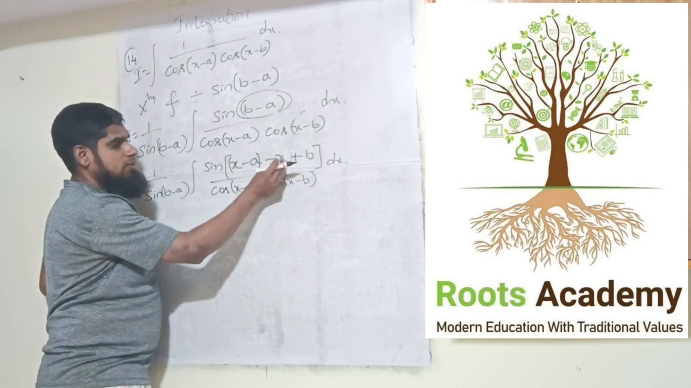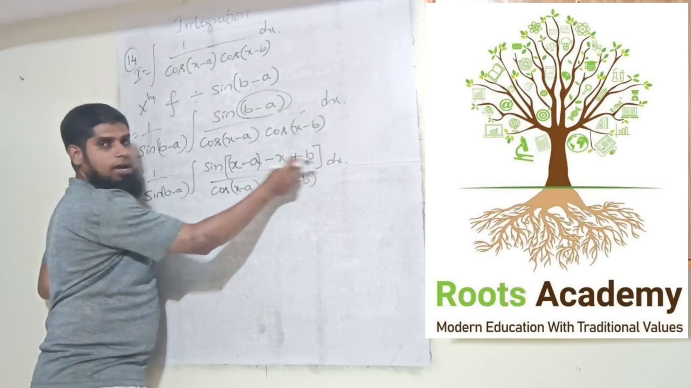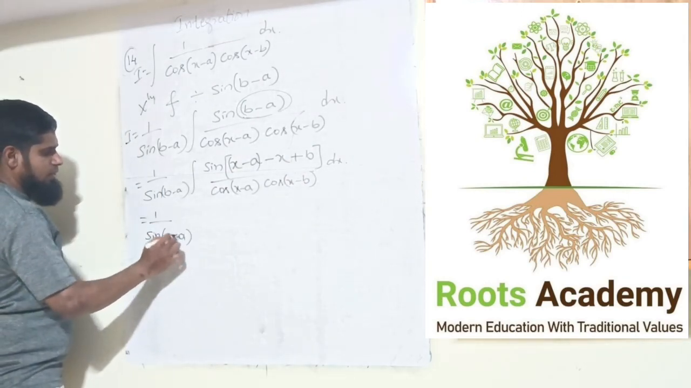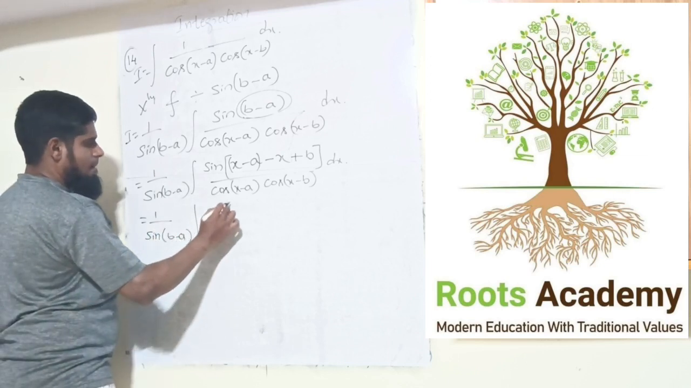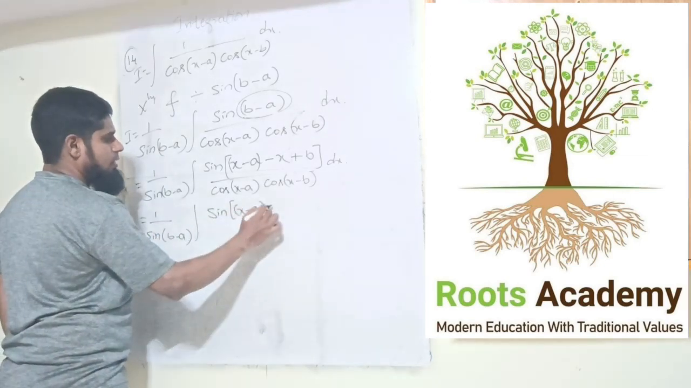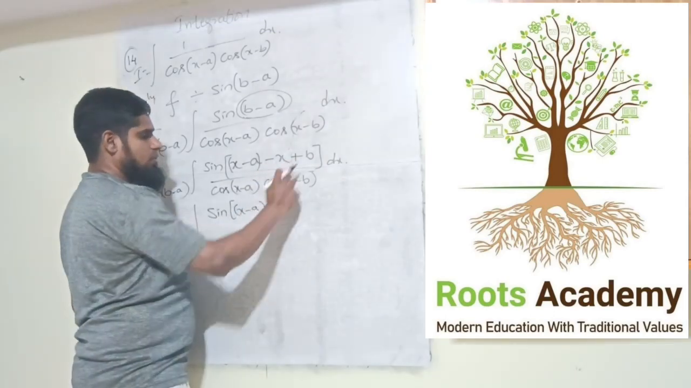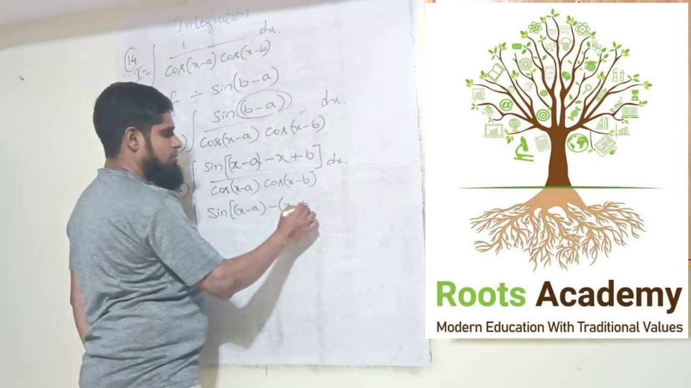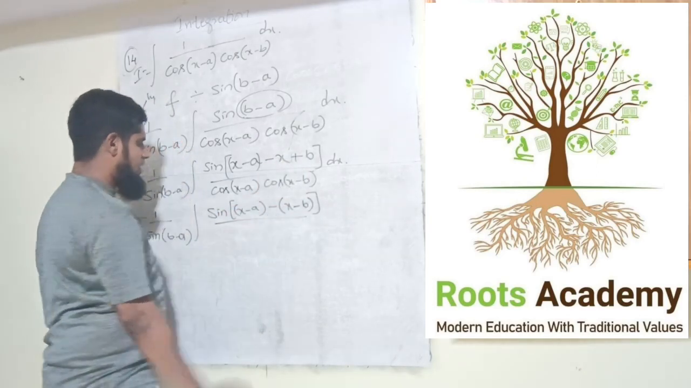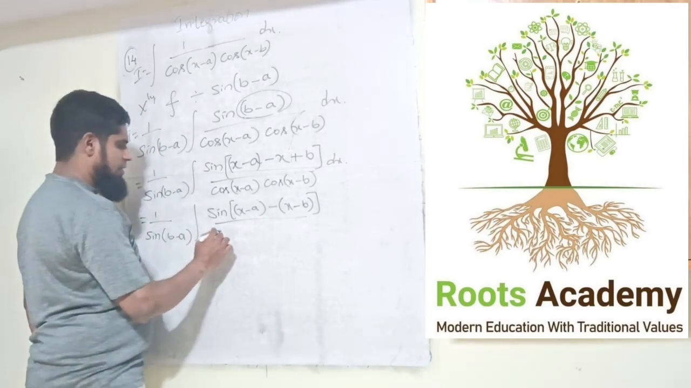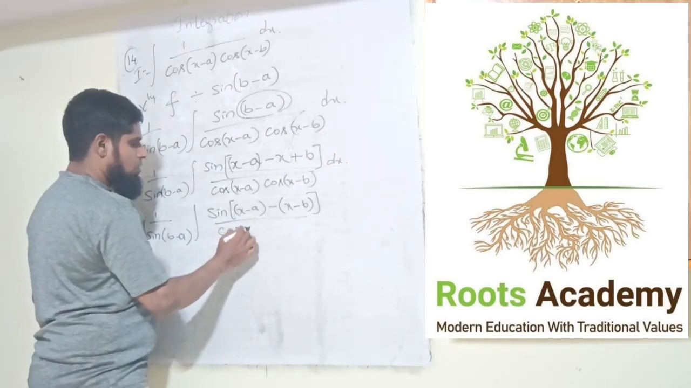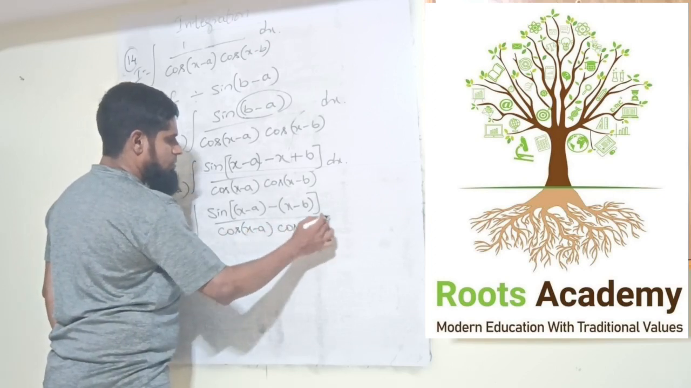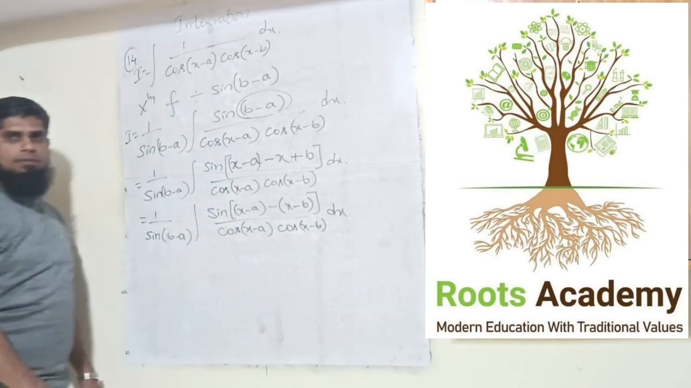Now in this second, that is minus x and plus b, I will take one negative common. 1 divided by sine of b minus a integral, sine bracket x minus a. I will take one minus common from these two terms. Then x is positive, plus b becomes minus b. Whole divided by cos x minus a into cos x minus b into dx.